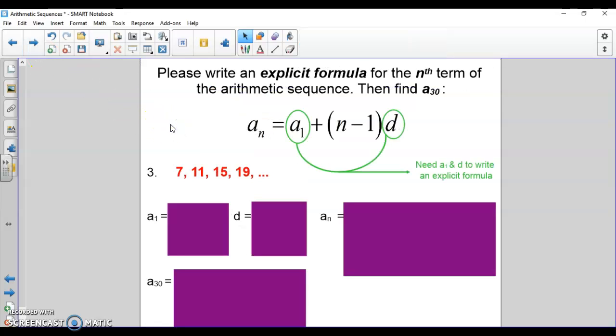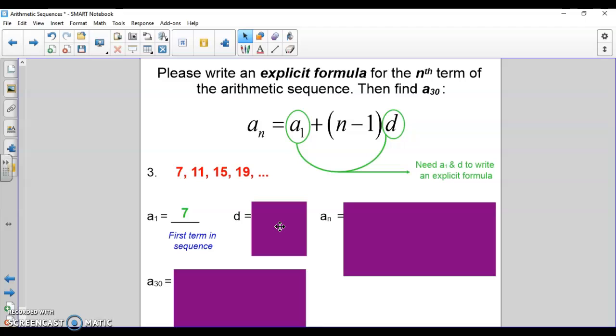All right, we're going to write the explicit formula now. This is what we're focused on the rest of the way. You need A1, so the first term, and you need the common difference in order to write the explicit formula. So we have this. First term in the sequence, easy. 7. It's literally given to you. It's the first term in the sequence.